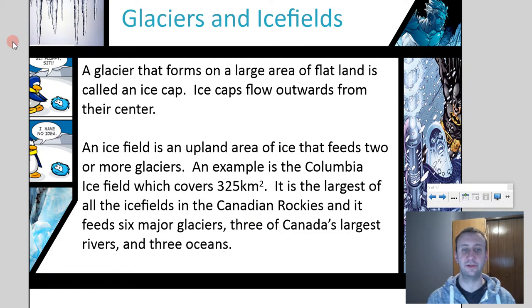So that's glaciers. A glacier that forms on a large area of flat land is called an ice cap. You've heard of the polar ice caps, for example. That is technically a glacier. So when we talk about different kinds of glacier, ice caps are technically a glacier.